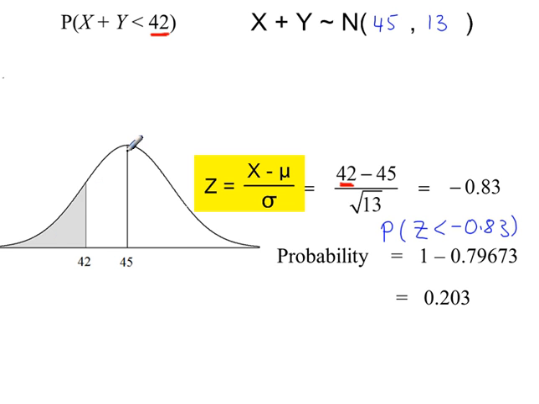This sketch has a horizontal axis representing our variable X plus Y, which had a mean of 45, and we wanted less than 42, so we shade to the left. We can do the sketch in terms of the standard normal variable Z instead, in which case we have Z values along here, so 0 always goes in the center. Our Z value here is minus 0.83 and so on.